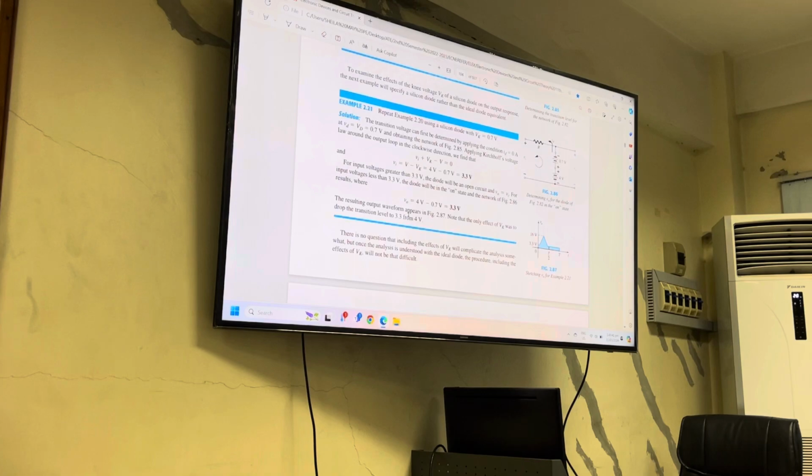0.7 minus 4.3 plus VO equals 0. V output is equal to 4.3 minus 0.7. Because it is VO, it is positive. That's 3.3. Same answer.